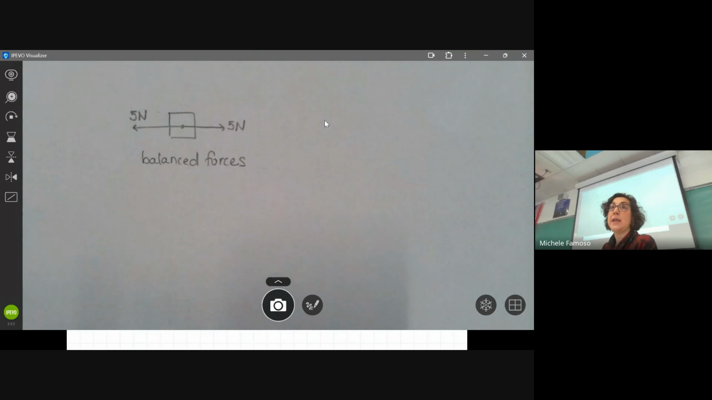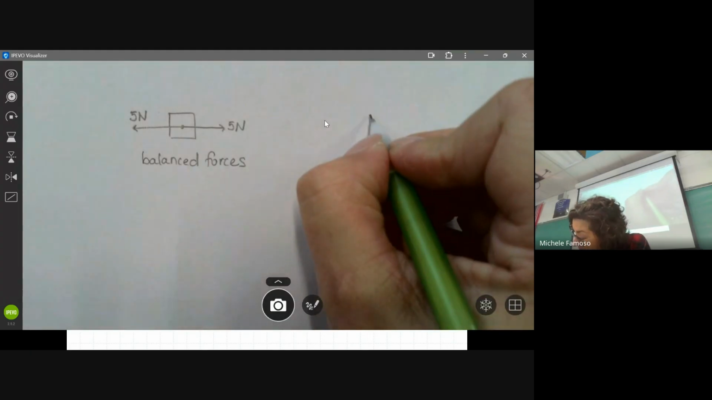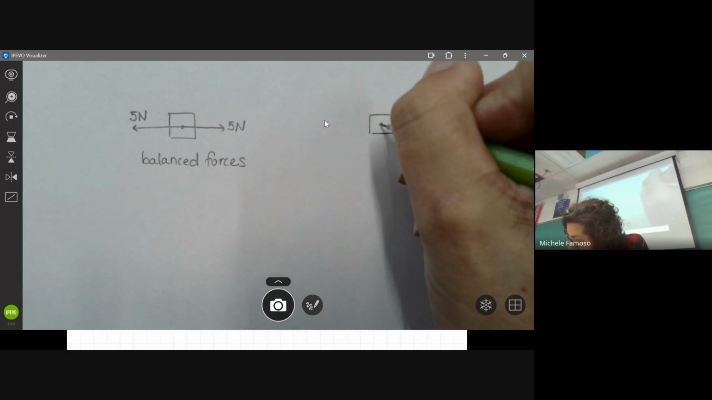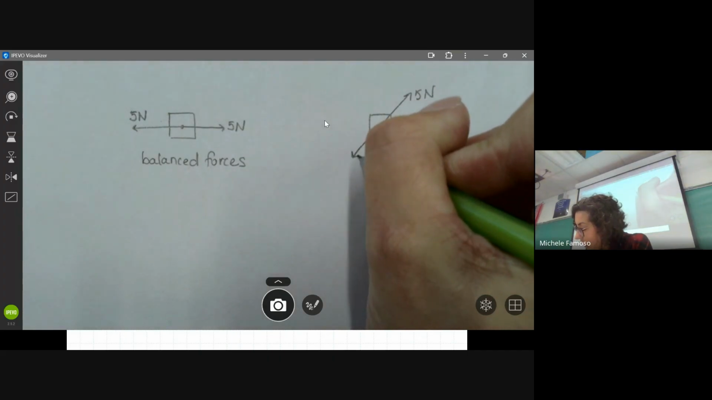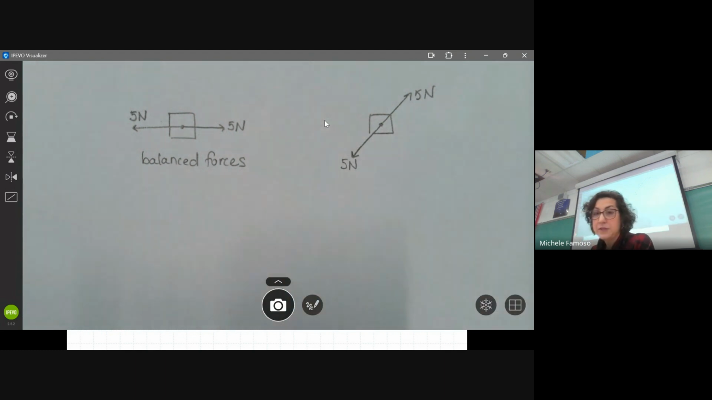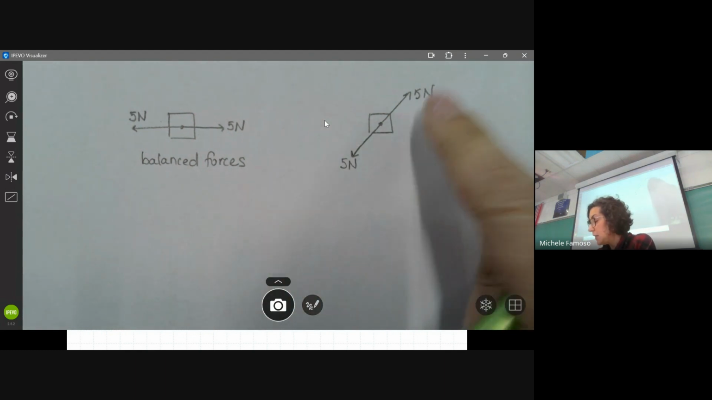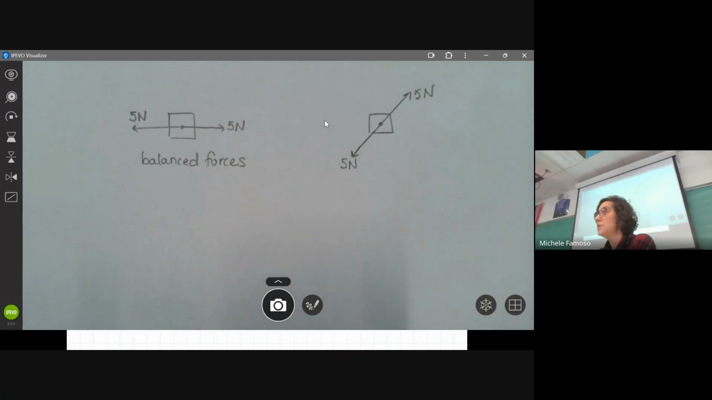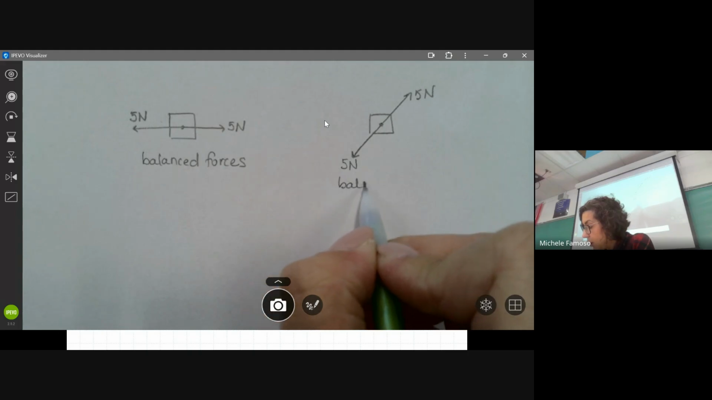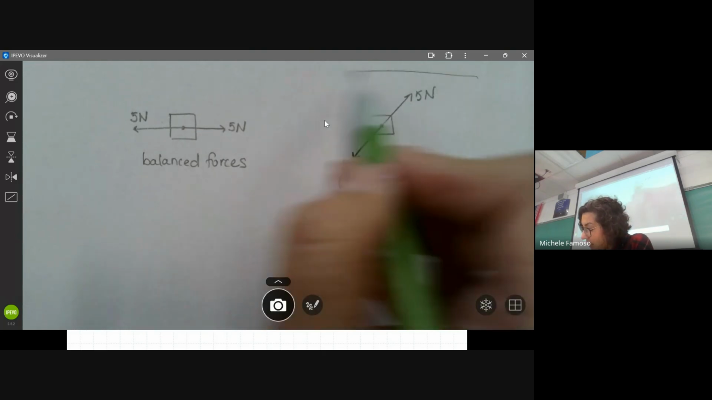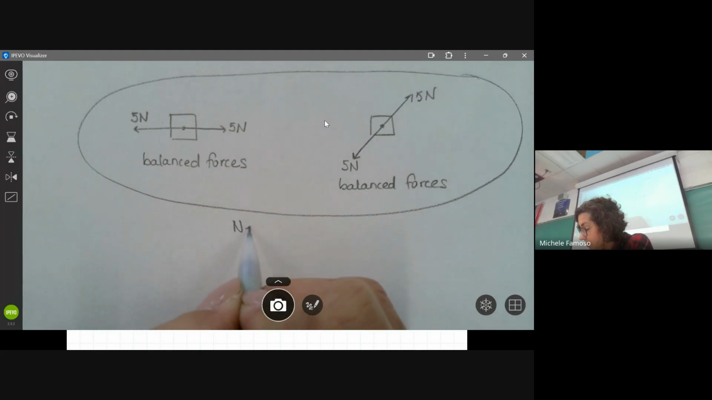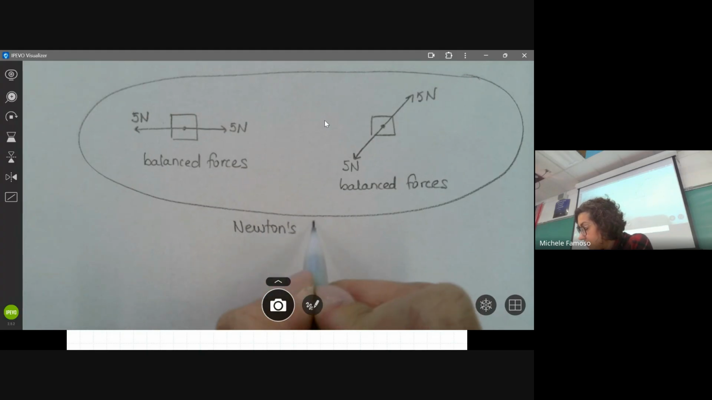There are multiple forces and they balance out. We have the same amount in opposite directions. The same thing would be true if I pulled this box up and to the right with 5 newtons of force and somebody else was pulling it down and to the left with 5 newtons of force. Do you see how I have equal amounts in opposing directions? This is what we would call balanced forces. And this is what is described in Newton's first law of motion.